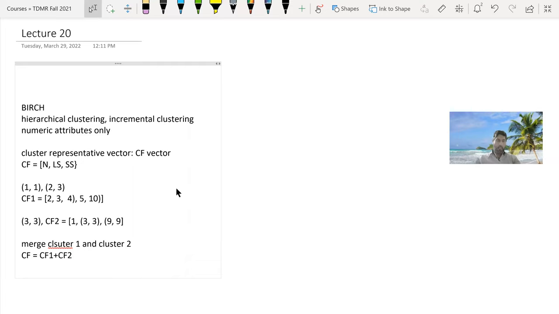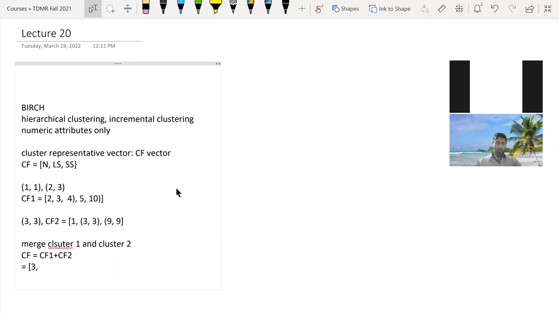Okay. So this would be 3. Upar ki values ab mujhe yaad nahi hai kya thi. Sir, ये N, LS और SS क्या है? LS is the linear sum, SS is the squared sum. और N? N is the number of objects.